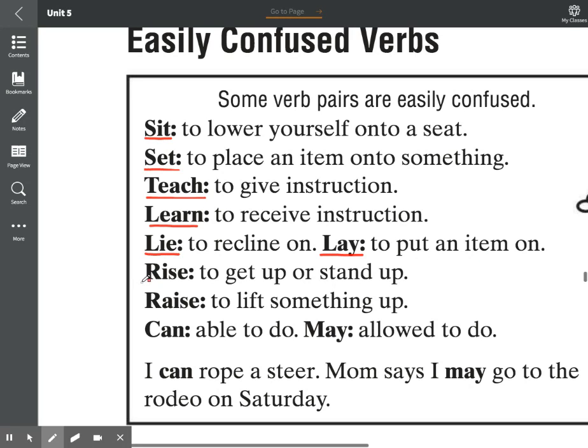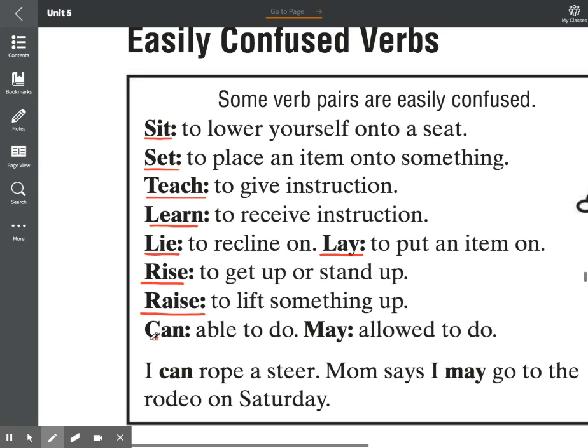The next pair of verbs are rise and raise. Rise is to get up or stand up. Rise from your seat, get up from your seat. Raise, to lift something up. Raise your hand if you need to go to the bathroom. That means that you need to lift your hand in the air and ask permission to go to the bathroom.